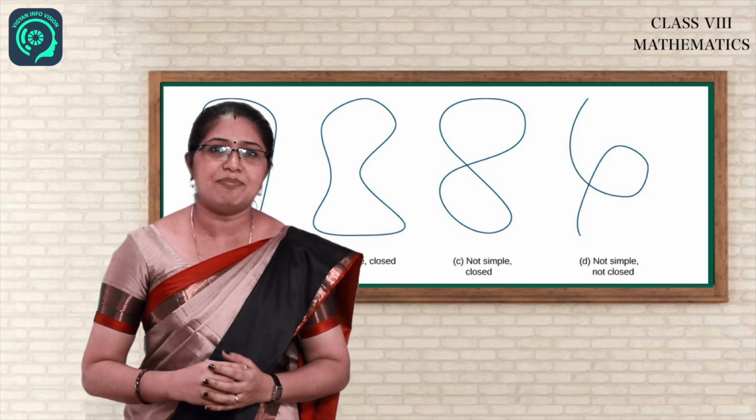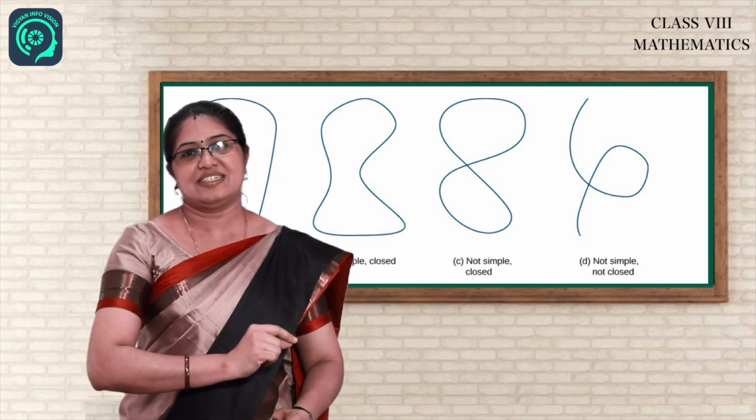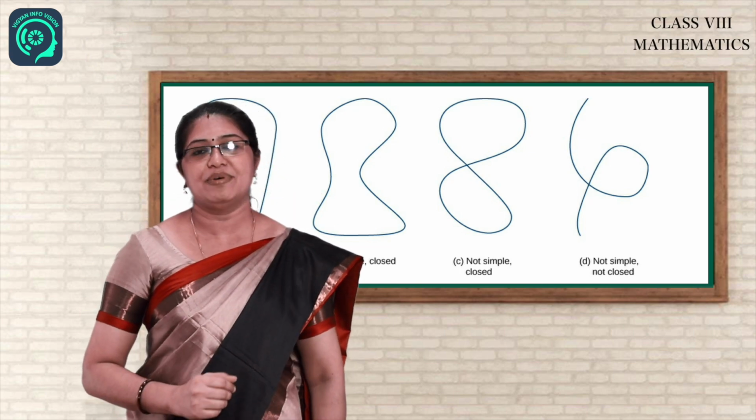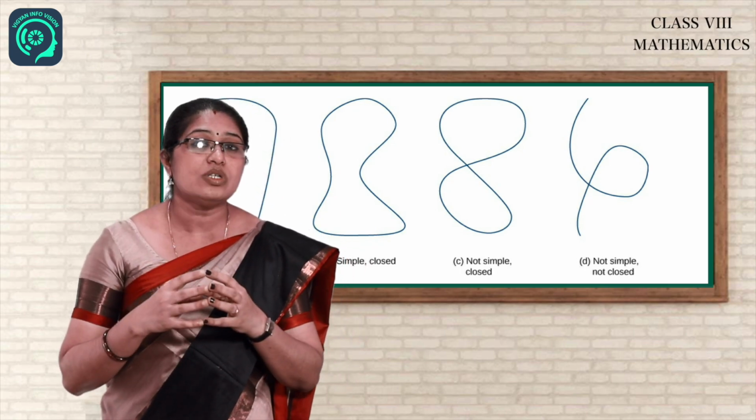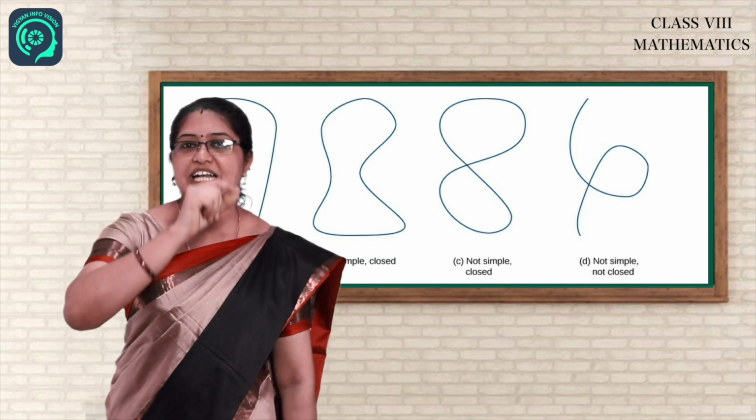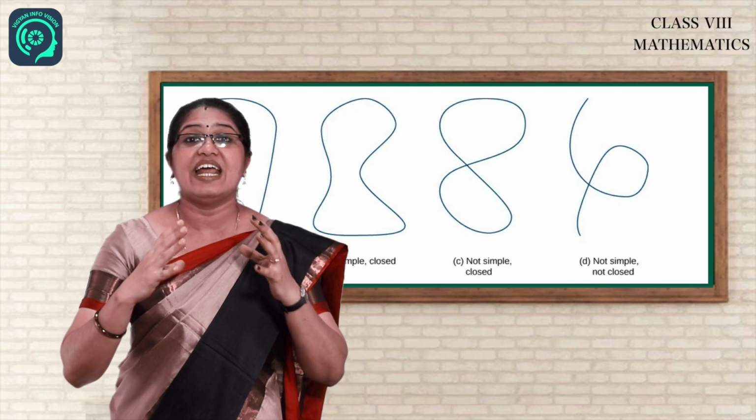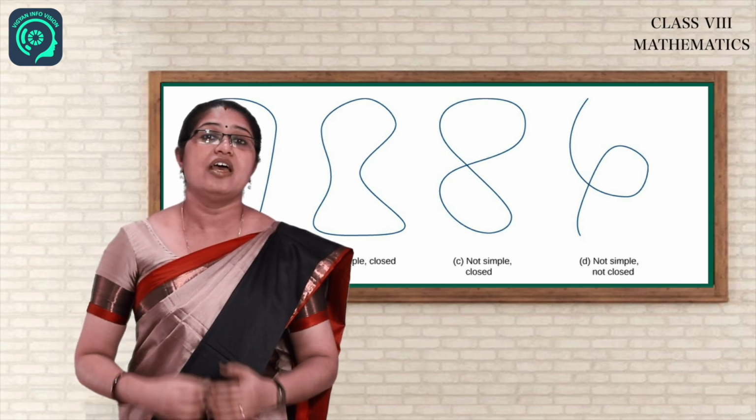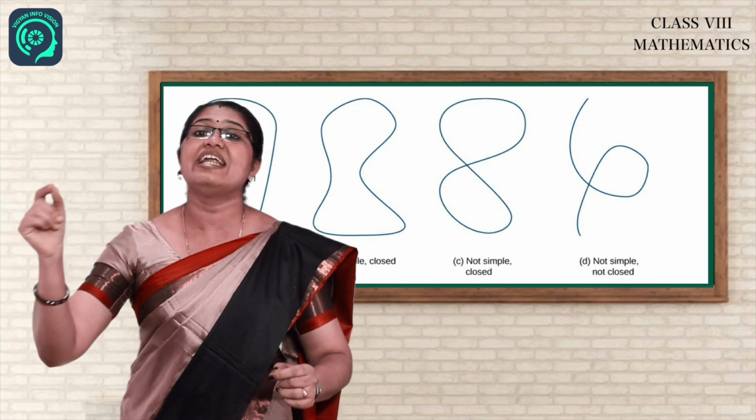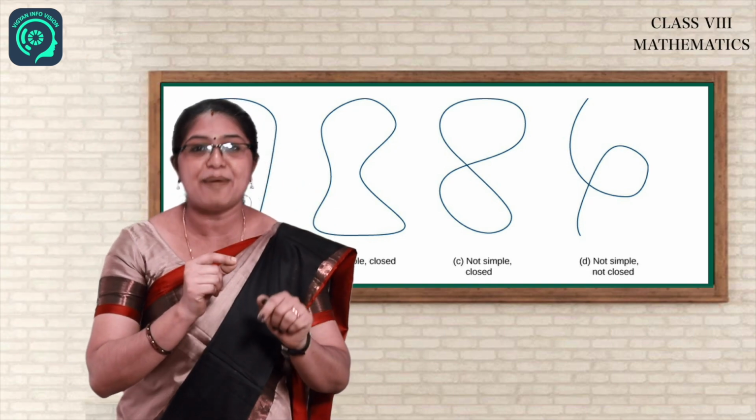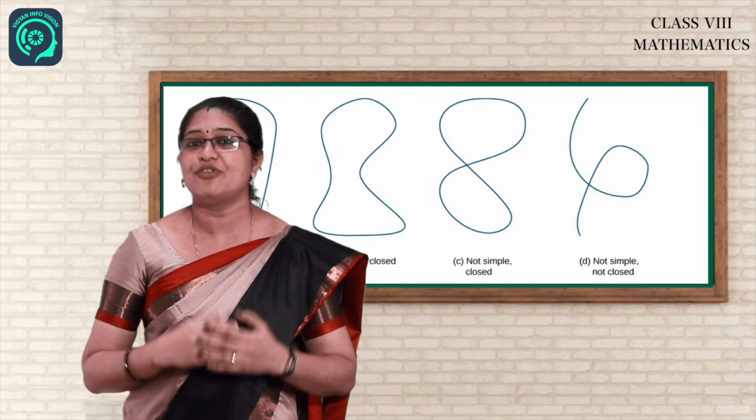Then what is a non-simple curve? You start drawing and the line intersects. That is a non-simple curve. Now the next types of curves are closed and open curves. You are starting from a point, it ends at the same point, then it is a closed curve. Now the next one is the open curve. You are starting from a point and it does not end at the same point, then we call it an open curve. These are the different types of curves, children.